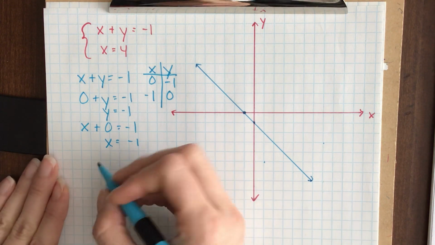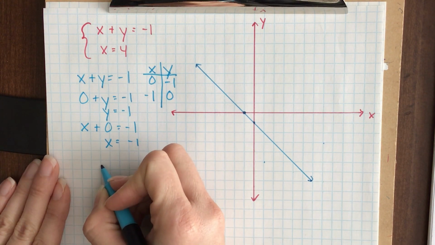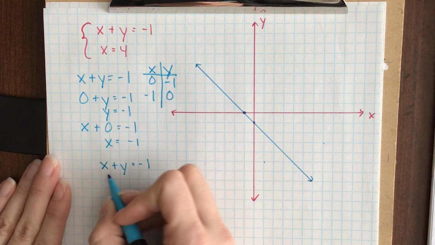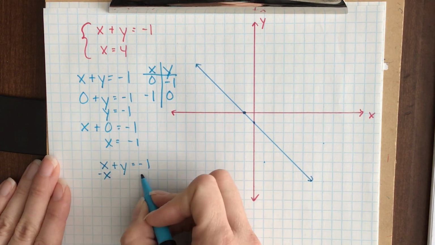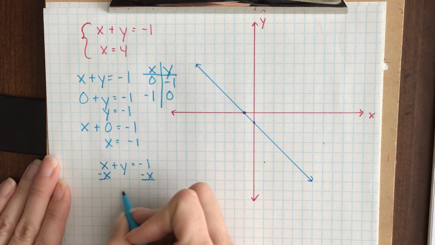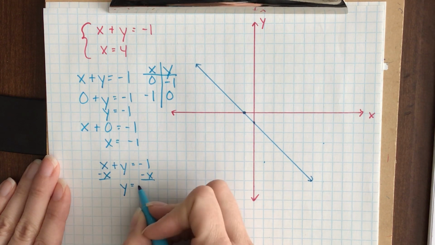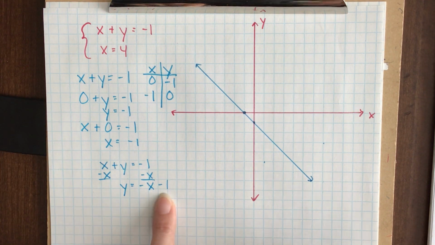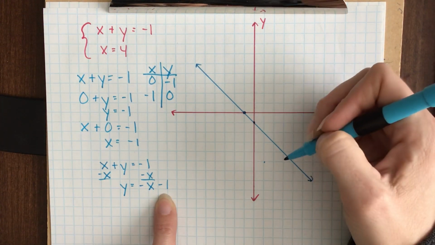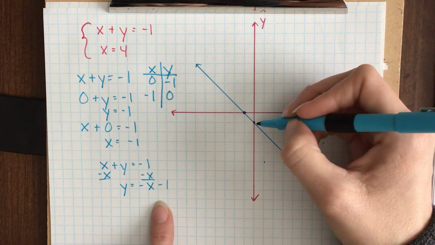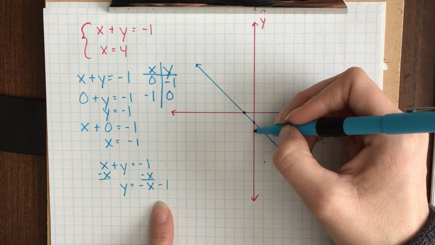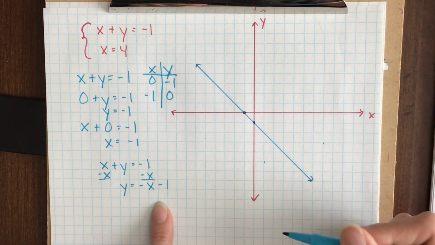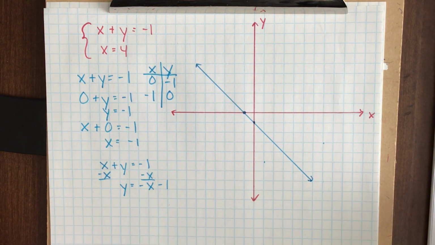Another way to graph that problem is to use the slope and y-intercept form. So I'm going to subtract x from both sides, and I get that y is equal to -x minus 1. So my y-intercept is -1. My slope is -1. So I go here, and then I go down 1 over 1, down 1 over 1, down 1 over 1, and I graph my line. Two ways to graph that line.